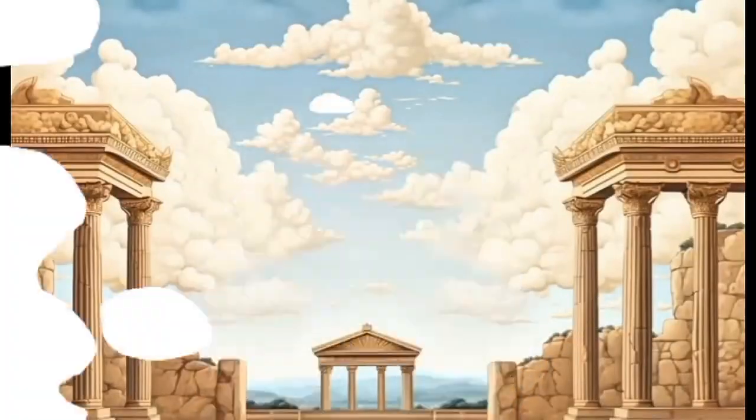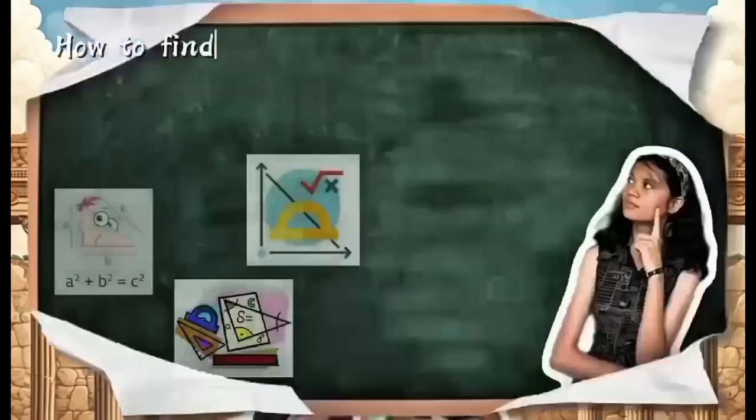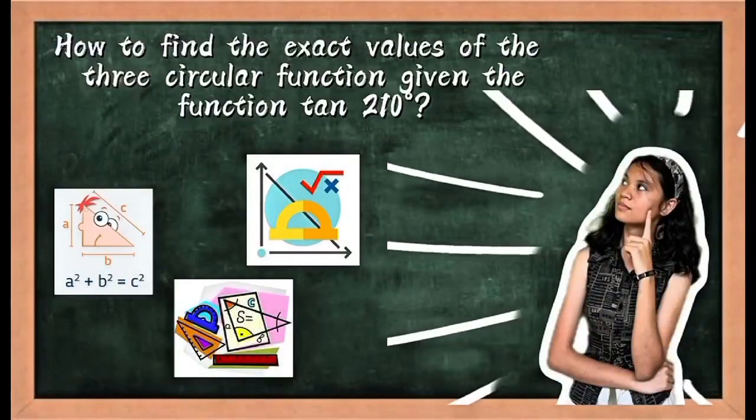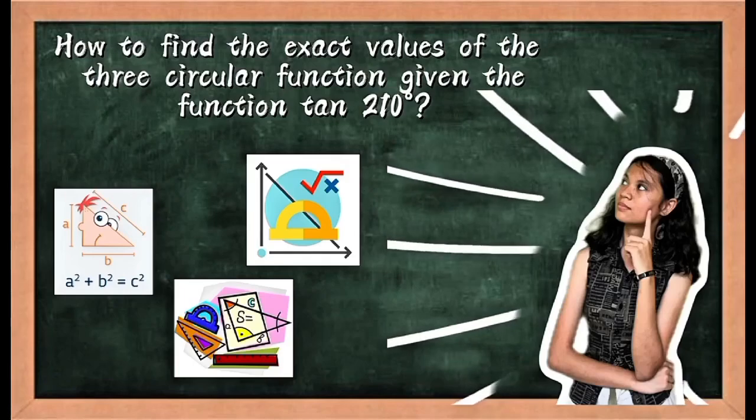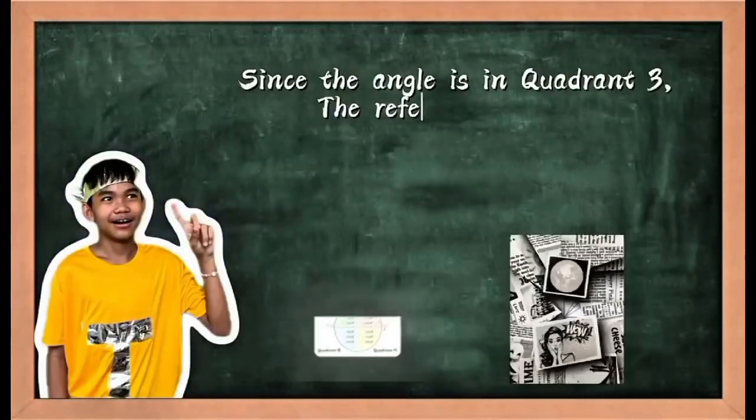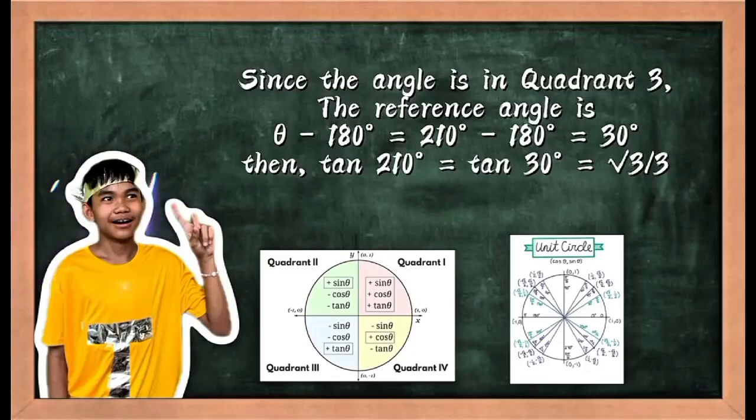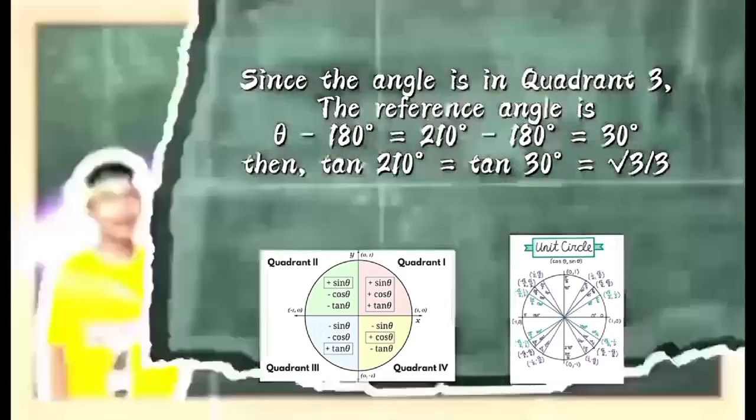Wow! Amazing! Another question. To find the exact values of the three circular functions, given the angle is 210 degrees. Since the angle is in quadrant 3, the reference angle is theta minus 180 degrees, which is 210 degrees minus 180 degrees, equal to 30 degrees. Then, tangent 210 degrees is equal to tangent 30 degrees. Tangent 30 degrees is equal to square root of 3 over 3.